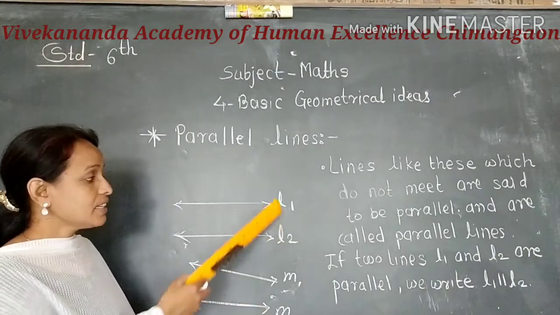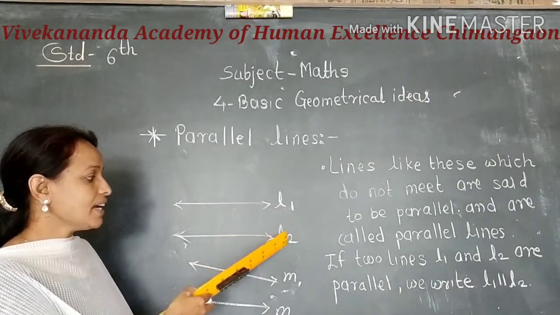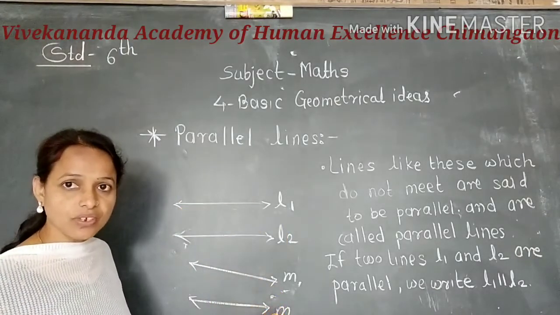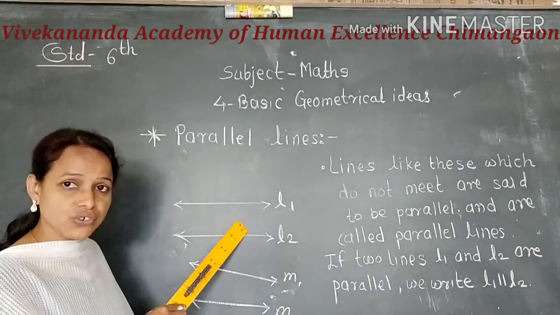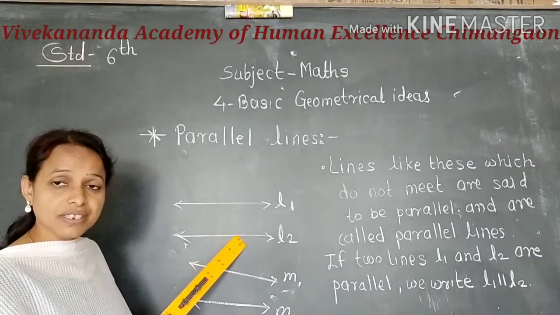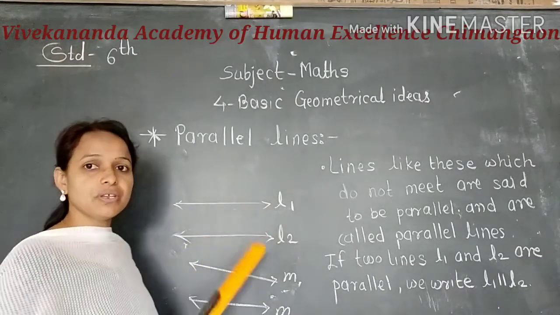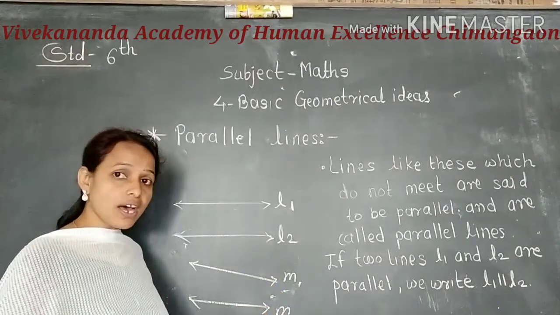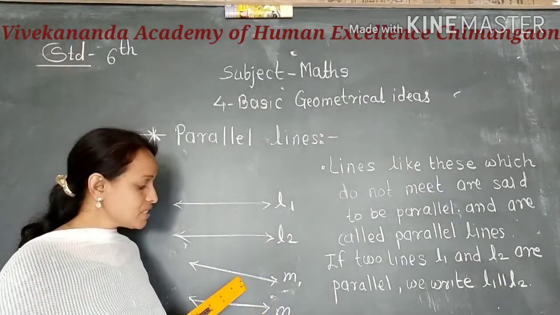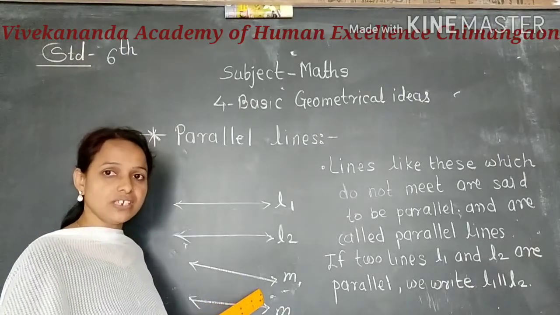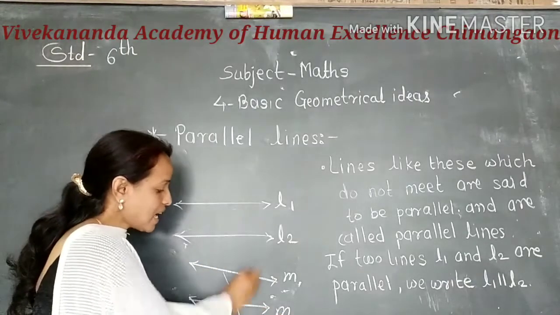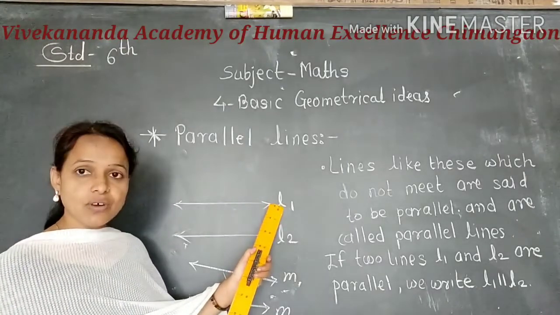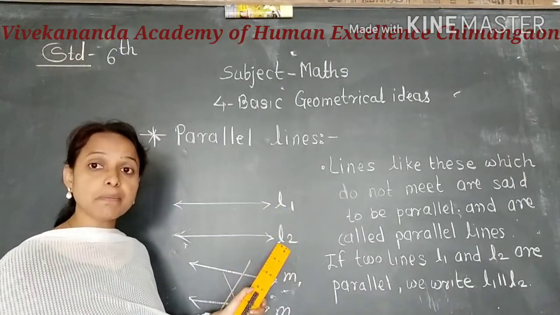Instead, the distance between line L1 and L2 is the same everywhere. They do not meet each other, and the distance between these two lines is the same everywhere. But here M1 and M2 do not intersect, yet the distance between these two lines is changing. So these are not parallel lines. Line L1 and line L2 are parallel.